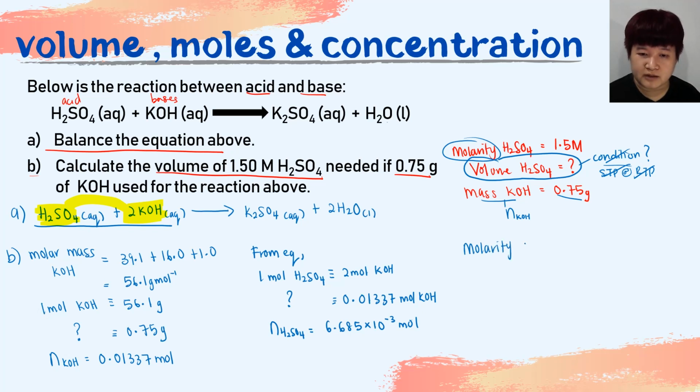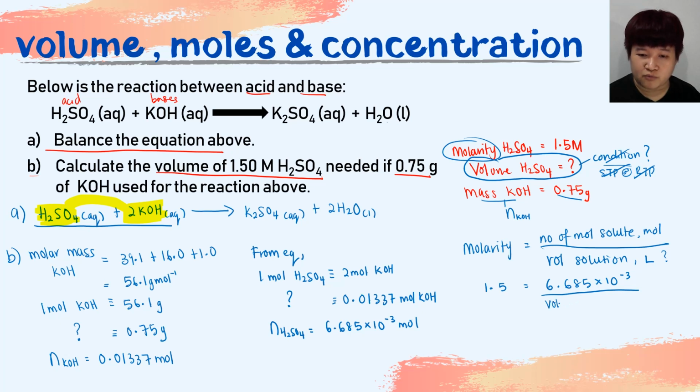We know that molarity is equal to the number of mole of your solute, make sure you remember this from your previous lesson, over the volume of solution in liter. And from that, we can find the volume of solution, because we have the molarity 1.5 given. The number of mole calculated is 6.685 times 10 to the power of negative 3. And from that, you can work out the volume of solution.